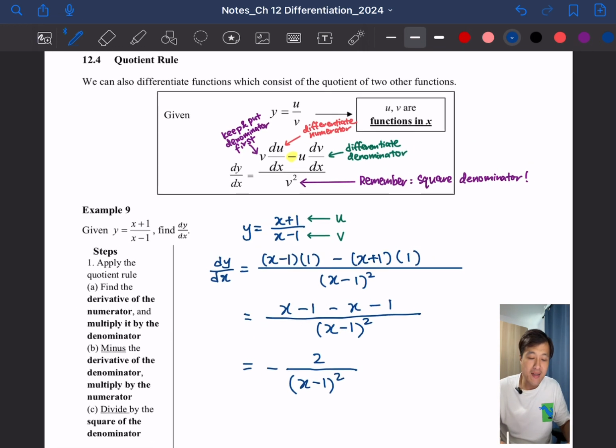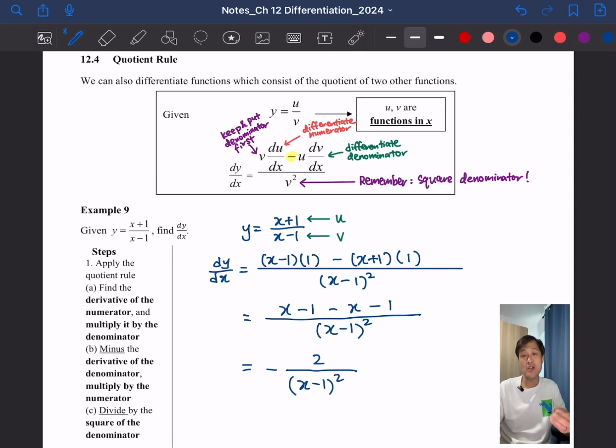So that is how we differentiate a function in the form of a fraction using quotient rule. Just remember, square the denominator, then in the numerator of the dy/dx, keep the denominator v, then differentiate the numerator, minus, swap it around, keep the numerator and differentiate the denominator. Make it a certain kind of workflow that you can remember, and it will help you remember what to do in the exam for quotient rule and avoid mistakes.